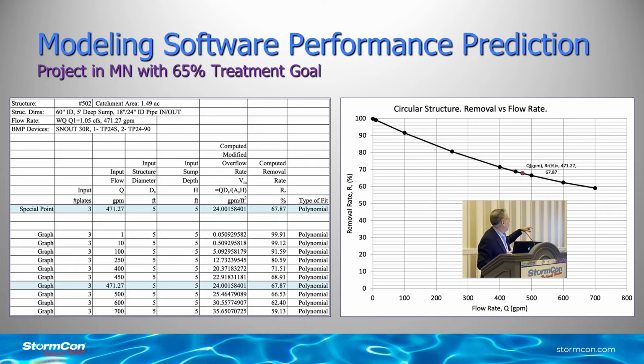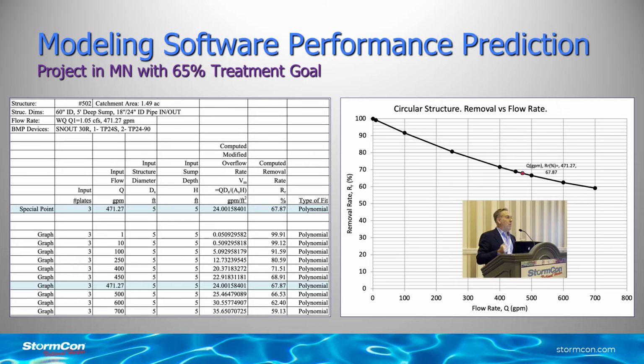All of that varies the performance of the system because it all works together. In this case, we were looking for a 65% treatment goal. The flow rate was 1.05 CFS or 471.27 gallons per minute. We looked at a structure diameter of a manhole. This is a round structure, 5-foot diameter and a 5-foot sump depth.